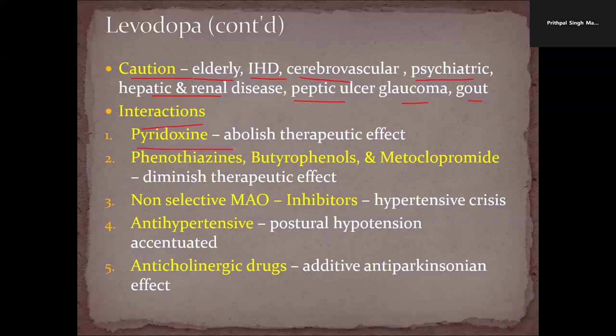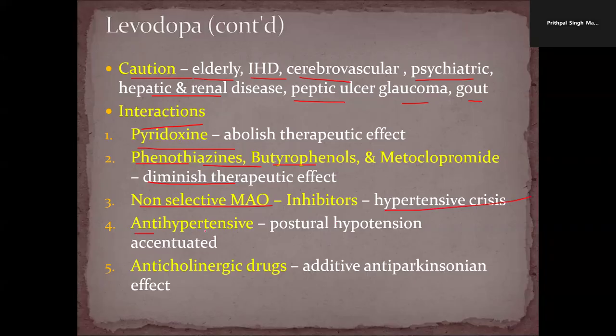First one is pyridoxine, a part of the vitamin B complex. Pyridoxine is a cofactor which converts levodopa to dopamine in the presence of the enzyme dopa decarboxylase in the periphery. So that increases peripheral dopamine. Okay. If levodopa is given with antipsychotic drugs, the dopamine antagonists, typical antipsychotic drugs such as phenothiazine or chlorpromazine, and anti-emetic drugs such as metoclopramide, the dopamine antagonists, the effect is reduced. It can also interact with non-selective MAO inhibitors, causing a hypertensive crisis.